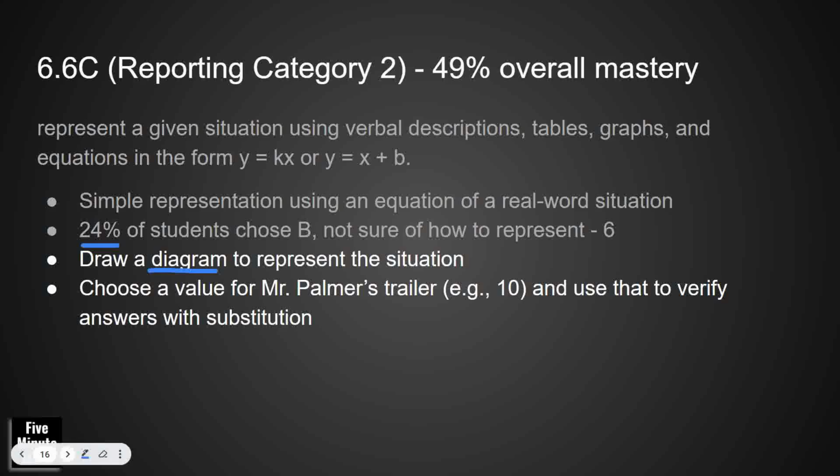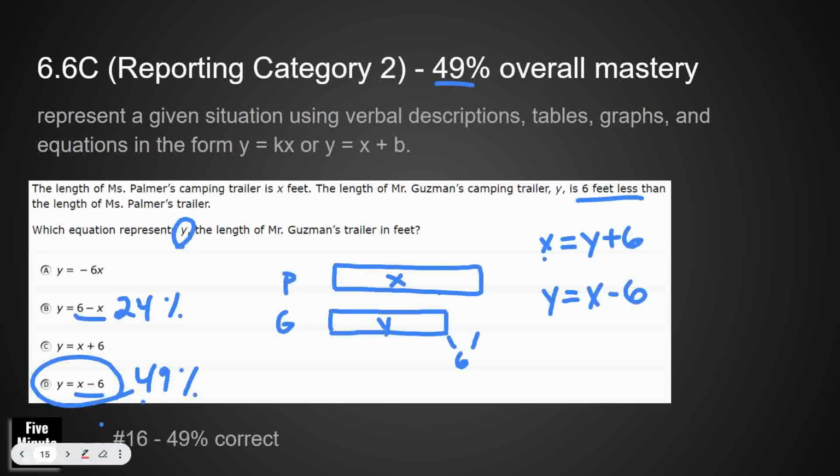So drawing a diagram helps. And then what we could have done is we also could have chosen a value for Miss Palmer's trailer, and then used that to verify the answers, right? So let's just say Miss Palmer's trailer is 10 feet. Mr. Guzman's is 6 feet less, so that would be 4, right? So we couldn't say y equals 6 minus 4, or 10 equals 6 minus 4. That wouldn't work. It would work here: this 4 equals the 10 minus 6. So sometimes we can just choose a value that's easy to calculate and use that to check our work.